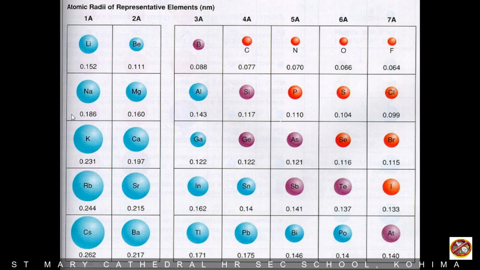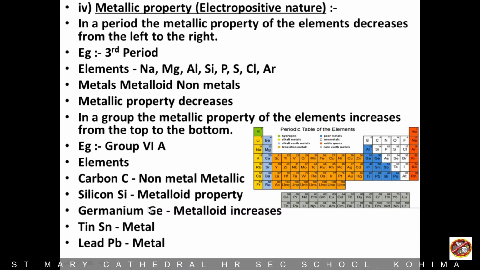And from top to bottom, why is the size increasing? Because the number of shells increases from top to bottom. Yes, right, the number of shells gets increased. That is why the size of the atom will increase from top to bottom.